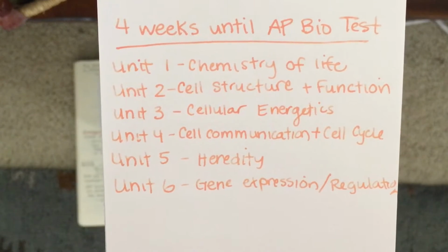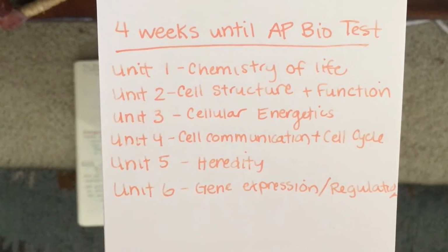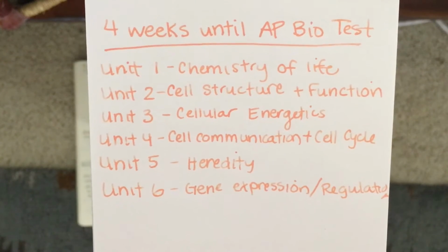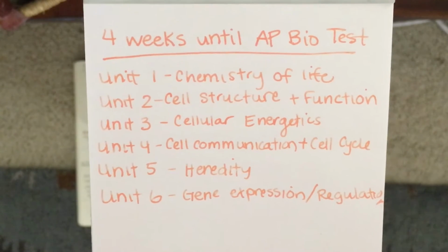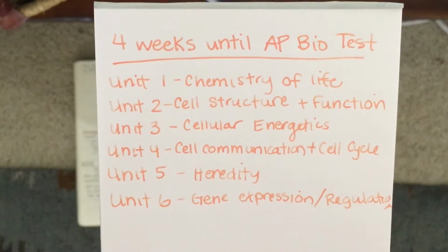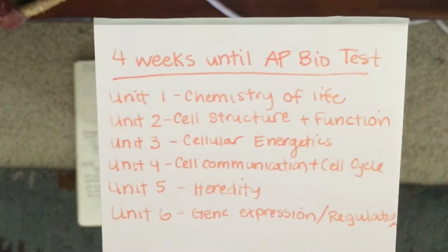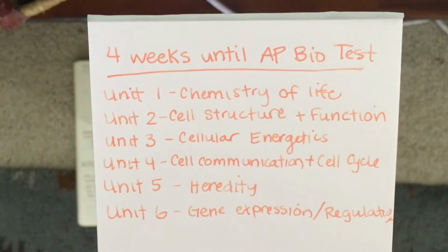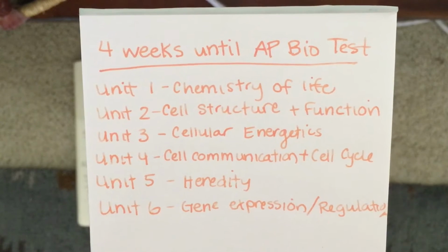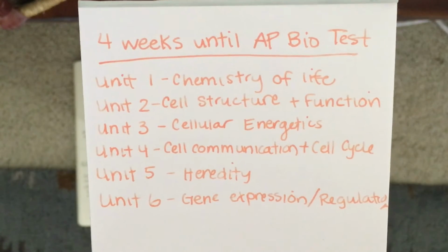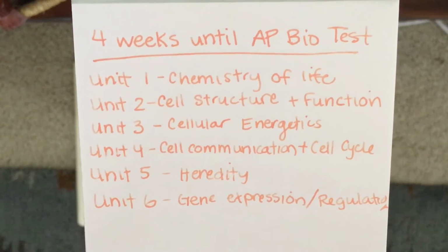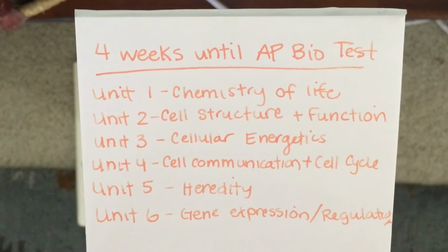Unit 2, cell structure and function, is parts of the cell, how they structure and function, as well as the membrane and water potential and osmosis and diffusion, basically how a cell is functioning based on its structure. There's a well-named unit here. Unit 3, cellular energetics, is about enzymes and how they help processes go easier and their function, as well as photosynthesis and cellular respiration. And fermentation, I guess, goes in there too.